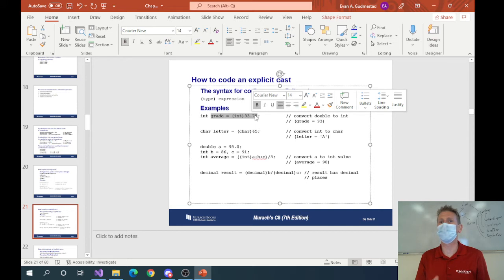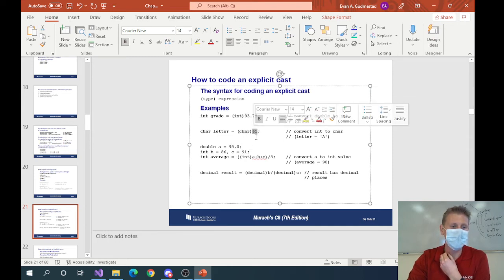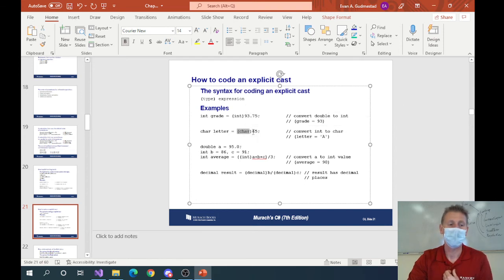Okay, and the question always is, do you round up or round down? If you round down, it's called truncating. This truncates the 0.75, it chops it off. This takes the decimal value of 65, converts it into a char, and if you look at an ASCII chart, decimal 65 is equivalent to the letter A. Remember, we kind of went through that in a prior lecture as well.